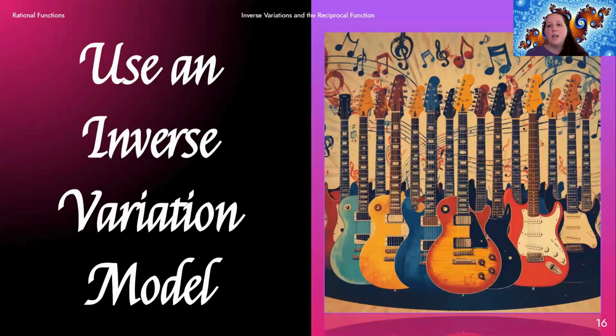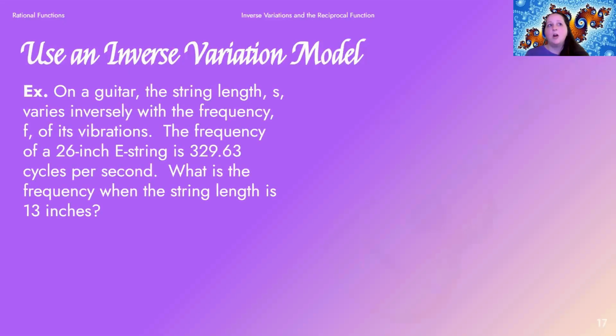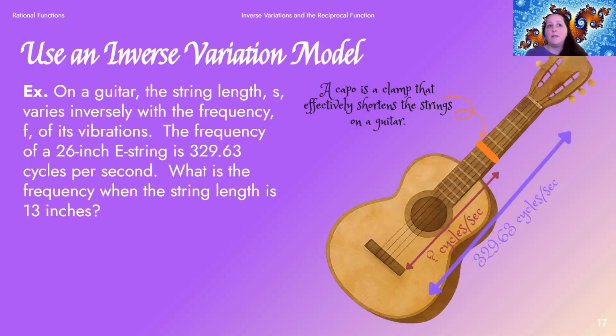Use an inverse variation model. On a guitar, the string length S varies inversely with the frequency F of its vibrations. The frequency of a 26-inch E string is 329.63 cycles per second. What is the frequency when the string length is 13 inches?